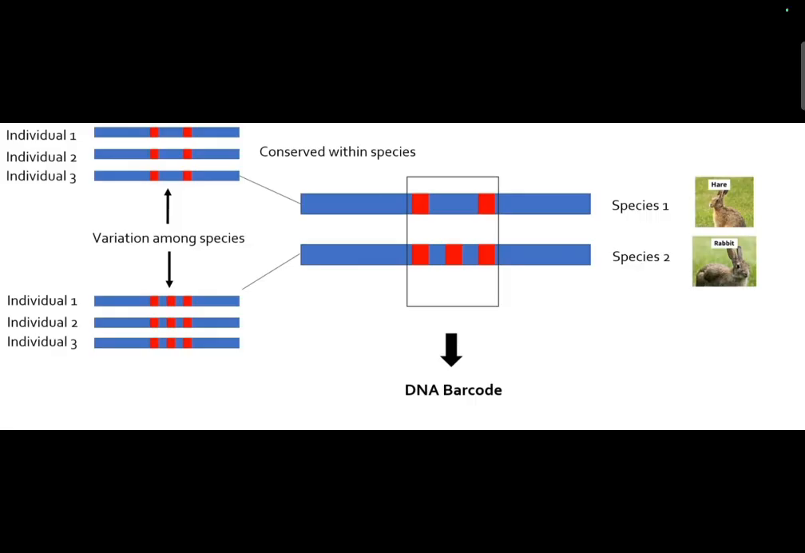The technique uses one or more short standardized regions in the DNA of a particular species, which is highly conserved within that particular species, but show variation with other species to generate a barcode. Just like the product barcode that we find in a store or the fingerprint of a human, the DNA barcode is a unique identifier of that particular species. So let us understand how this particular technology works.